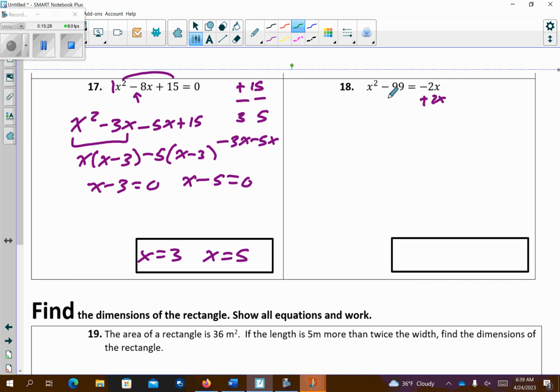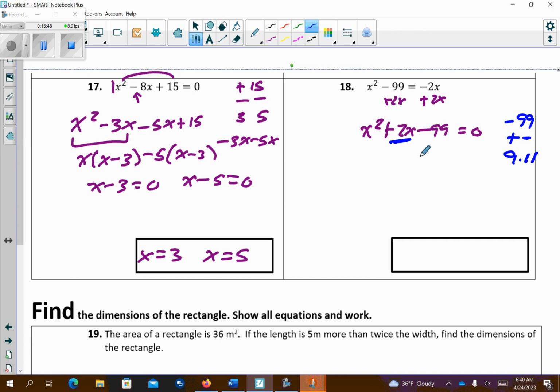All right, let's add 2x to both sides. So x squared plus 2x minus 99. Now this one looks like it's quadratic, using the quadratic formula. But if you get negative 99, you have a positive and a negative. And think about 9 and 11. 9 times 11 is 99.